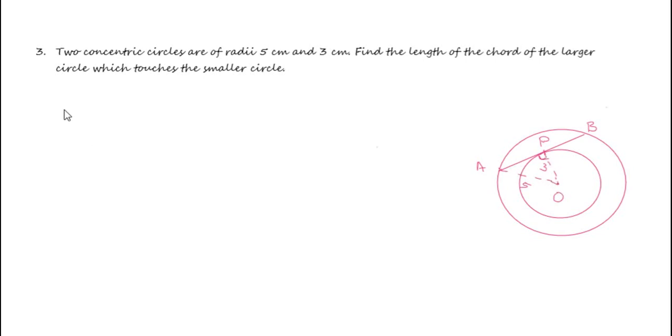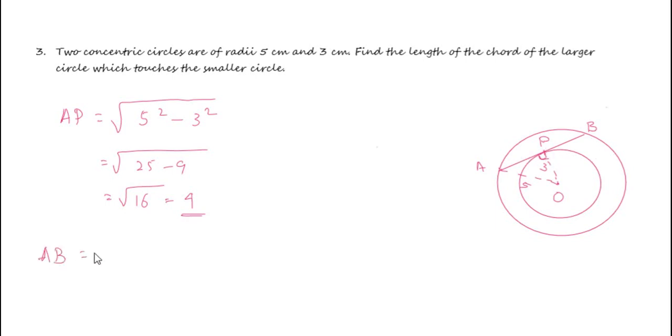So AP equals, from Pythagoras theorem, square root of hypotenuse square, that is 5 square, minus the other side OP square, that is 3 square. This is square root of 25 minus 9 equals square root of 16 equals 4. So AP is 4. Now AB is equal to 2AP, that is 2 into 4 equals 8 centimeter. Why AB equal to 2AP?